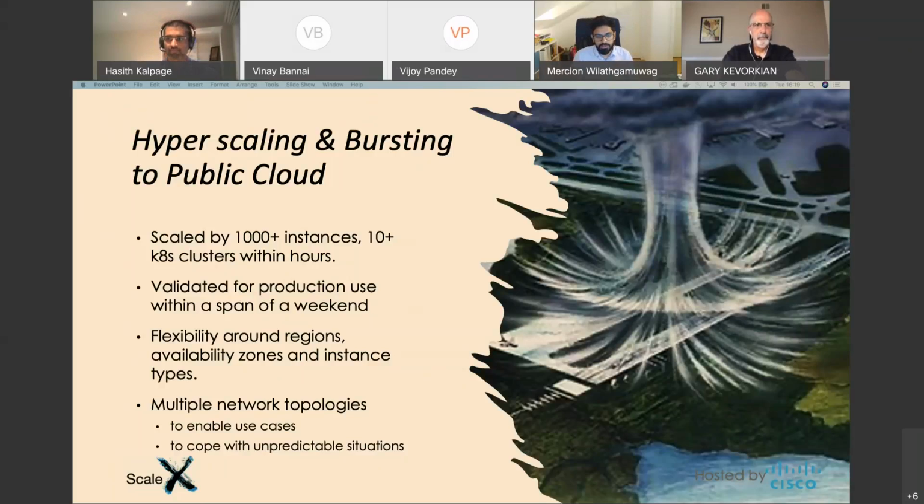That ability to deploy clusters in a reproducible manner across providers and regions means that we have flexibility, right? We have flexibility around regions, we have flexibility around availability zones and instance types, so that if it makes more sense to run in Azure, we can run in Azure in a region. We can move that workload around as it makes sense to us.